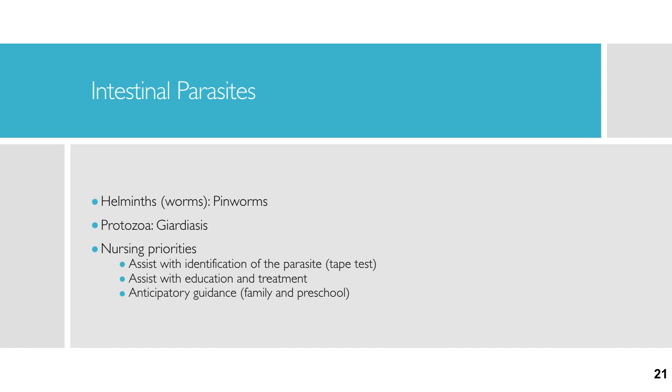We want to assist with education and treatment and anticipatory guidance. So basically, how do you keep from getting this? Once they have them, what do you need to be doing? Making sure that you're washing linens frequently, making sure that kids are cleaning under their fingernails and not sucking their fingers, making sure they wash their hands, all of those things, not drinking water out of streams because it may be contaminated. Even though it looks nice and clean, it may not be healthy for you.